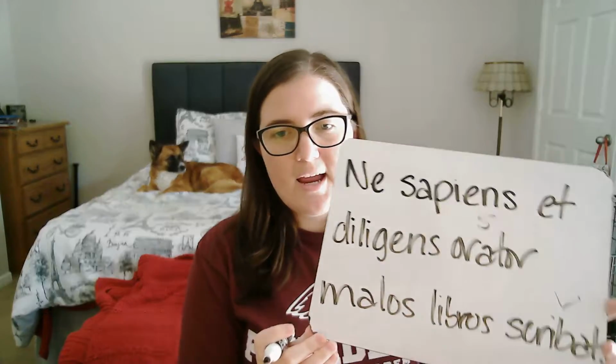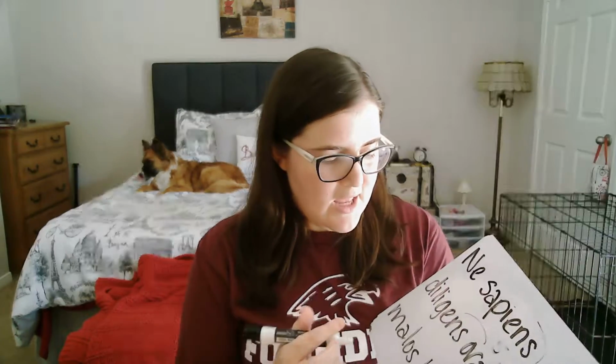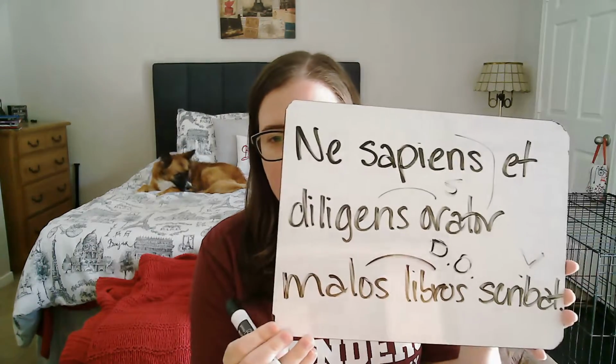So our subject is going to be this orator here, and sapiens and diligens will go with orator to describe it. Next we have malos libros. Malos goes with libros, and that's accusative, so that's a direct object. So now that we've parsed out our sentence, it's time to translate.